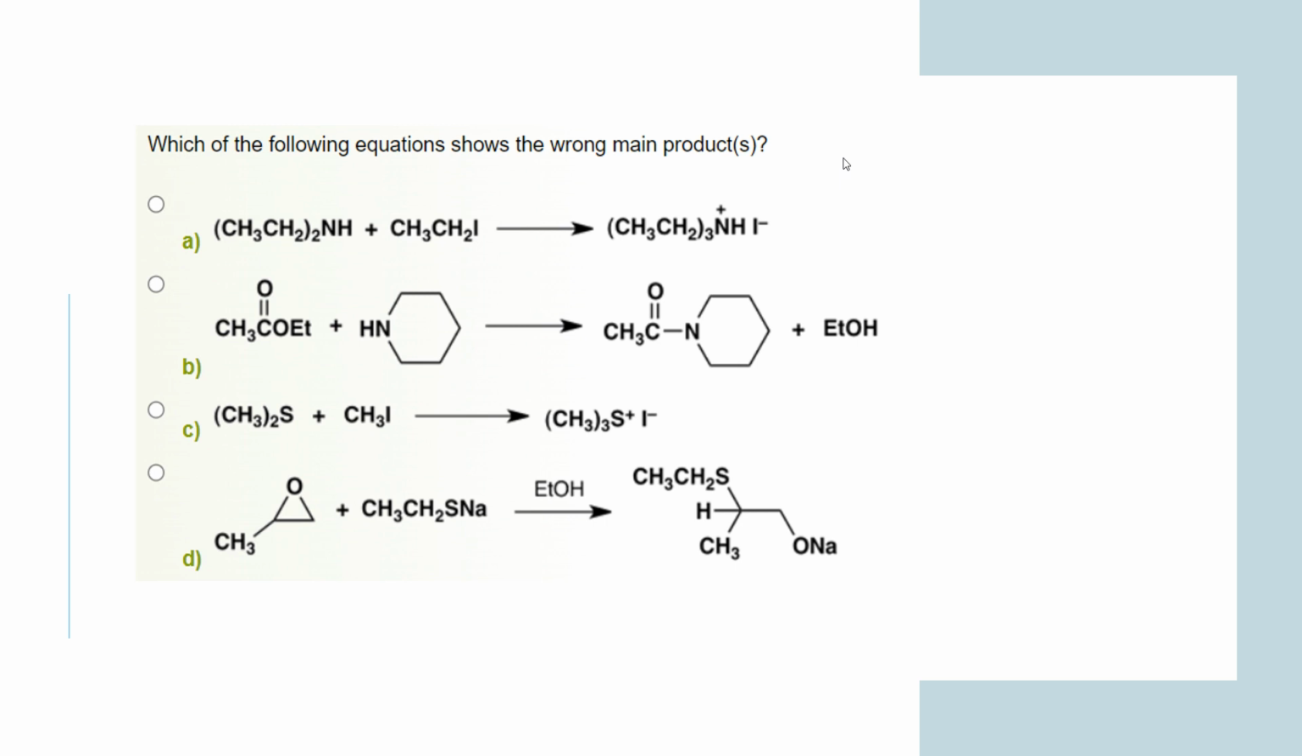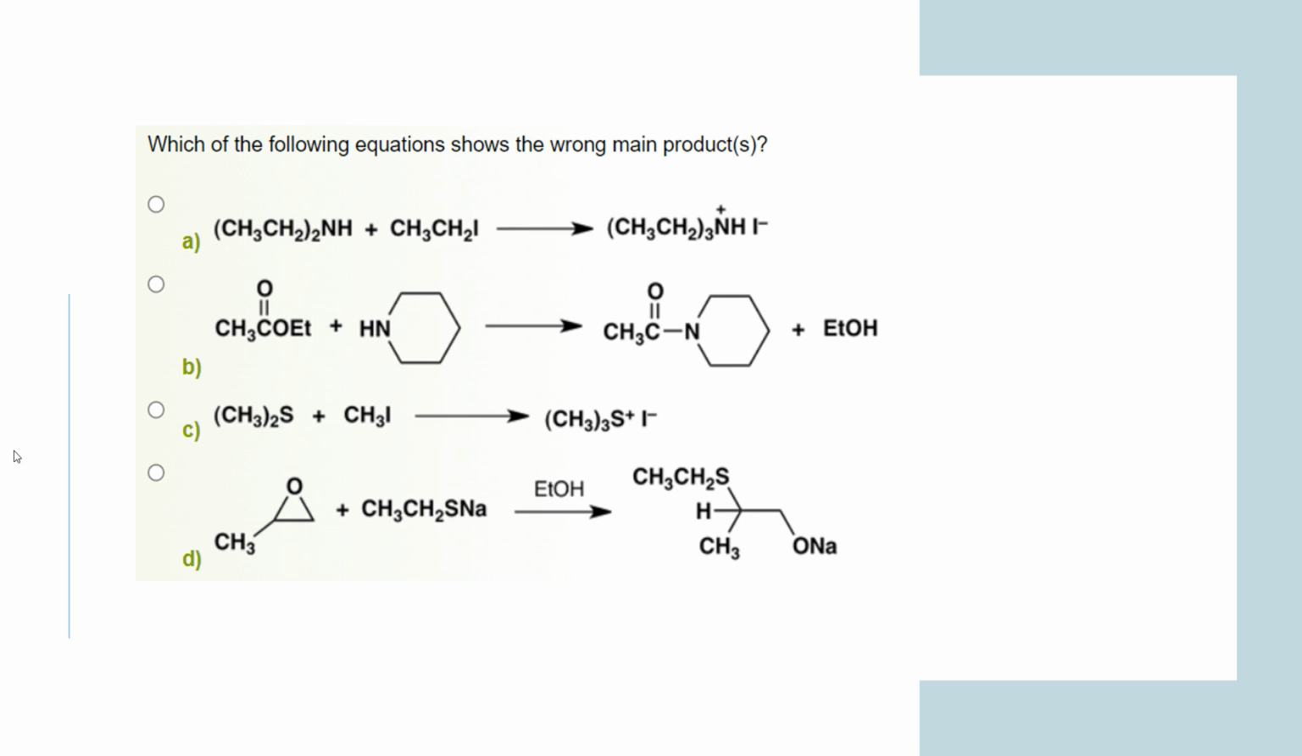This question is also from the topic epoxides and derivatives of acids. So what are they asking? Which of the following equations shows the wrong main product? Four reactions are given here, and you have to identify which of these reactions is showing its product incorrectly. Let us go one by one for the question.